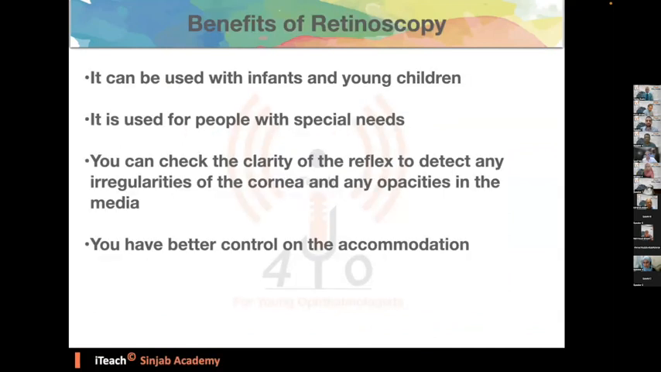Now, the first part of clinical refraction is the objective, which is the retinoscopy. The benefits of the retinoscopy is that we can use it to examine infants and young children. Also, we can examine people with special needs. Also, we can check the clarity of the reflex to detect any irregularities of the cornea or any opacities in the medium.